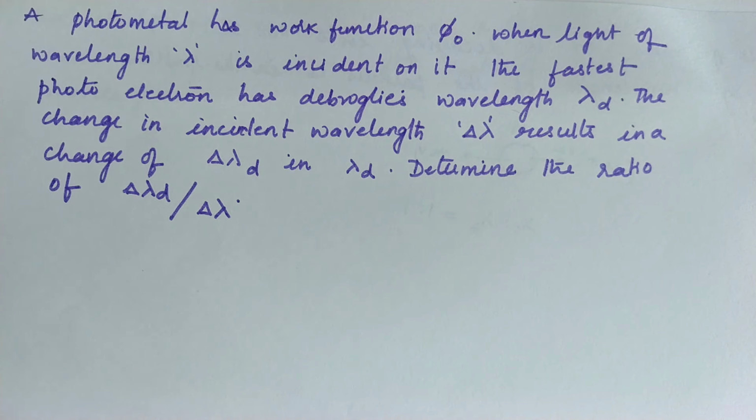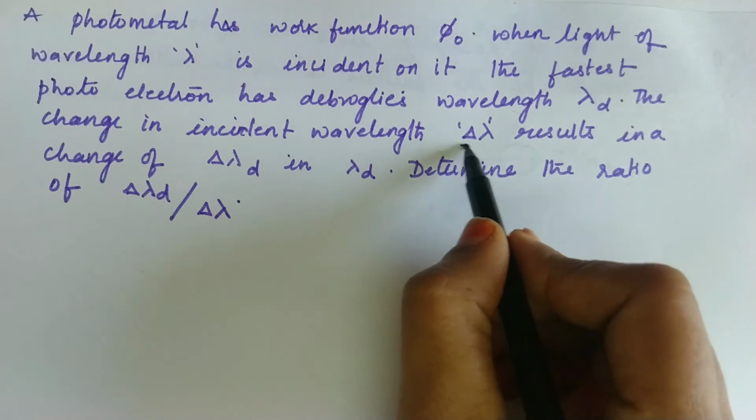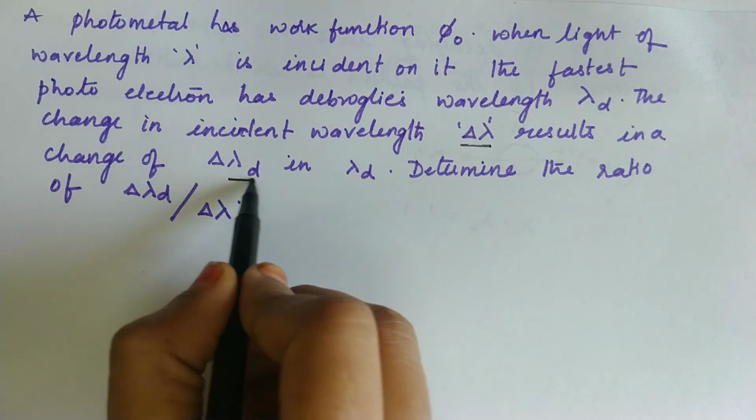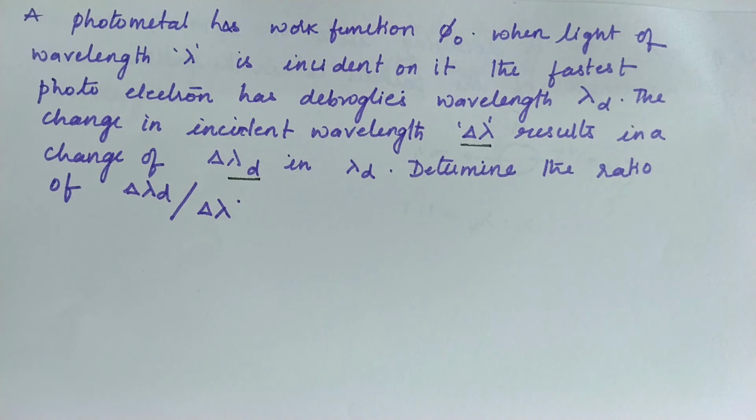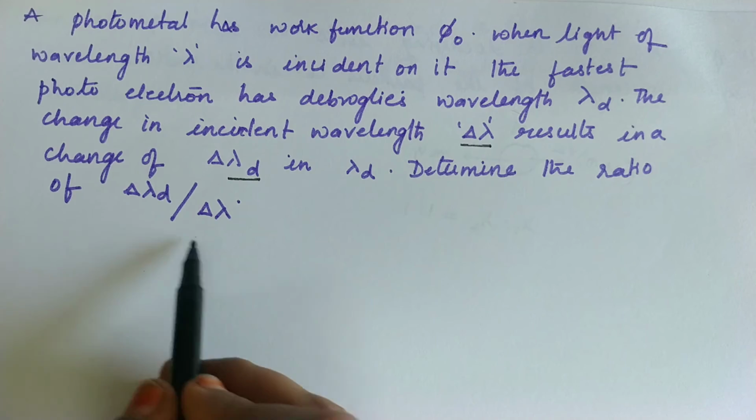So look at this question. There is a photometal having a work function phi naught. When light of wavelength lambda is incident on it, the fastest photoelectron has a de Broglie wavelength lambda d. Determine, if the change in incident wavelength is delta lambda, then the change in de Broglie wavelength is delta lambda d. And we want the ratio of these changes.